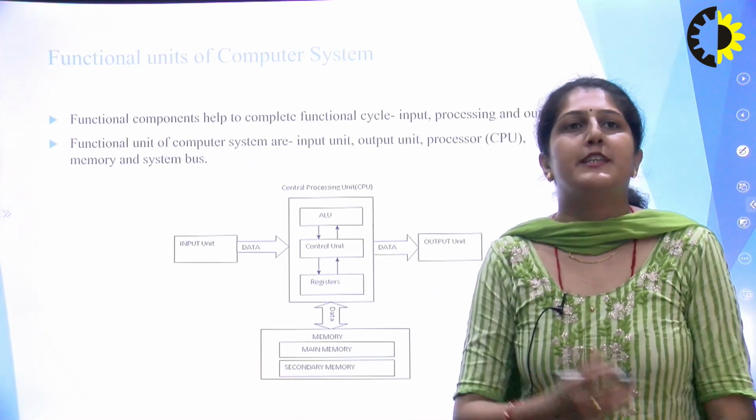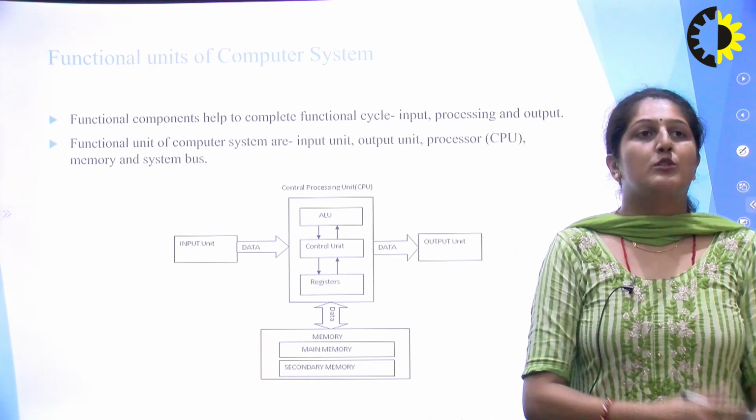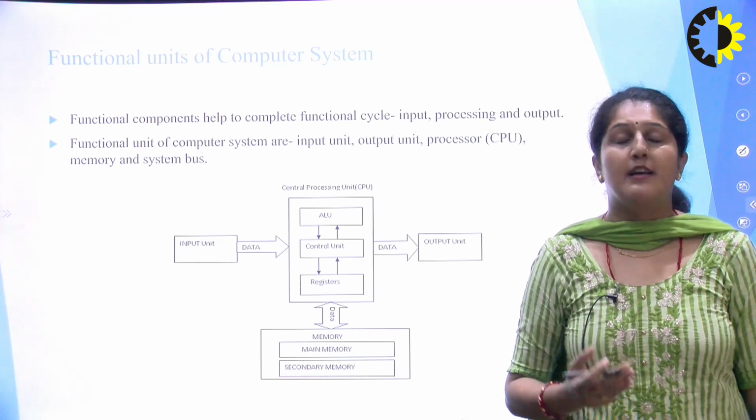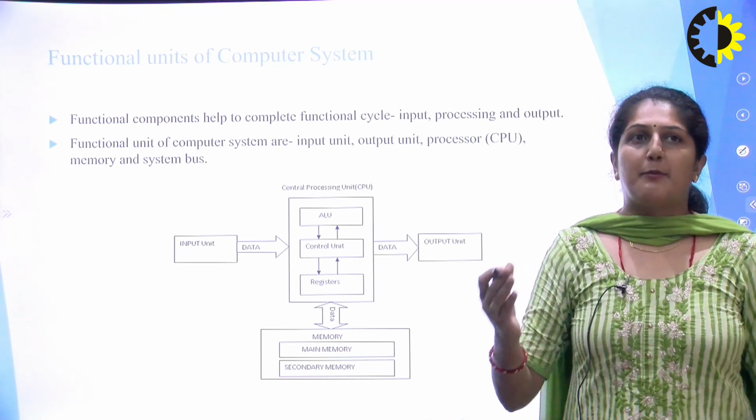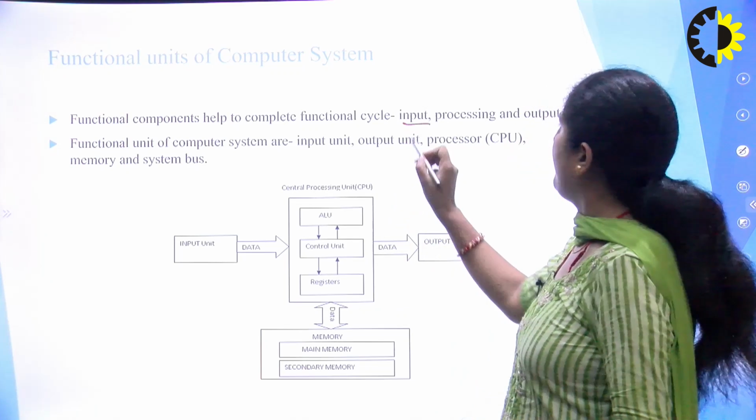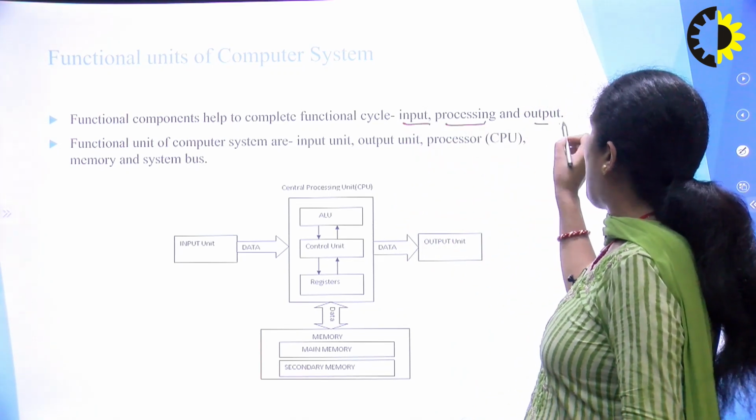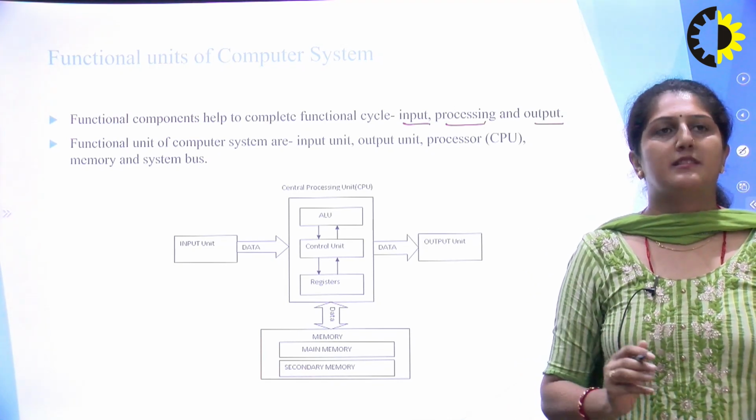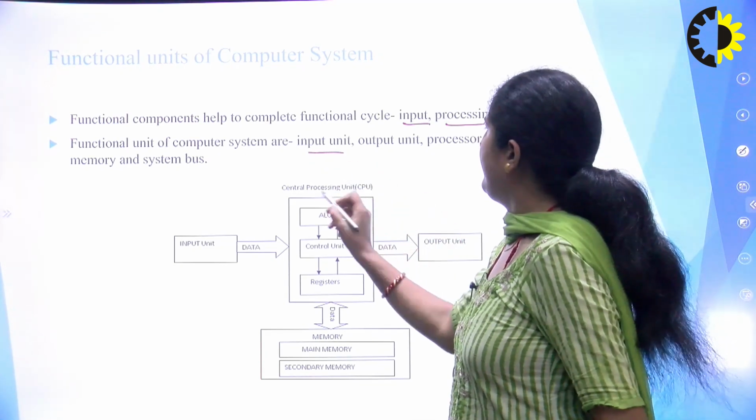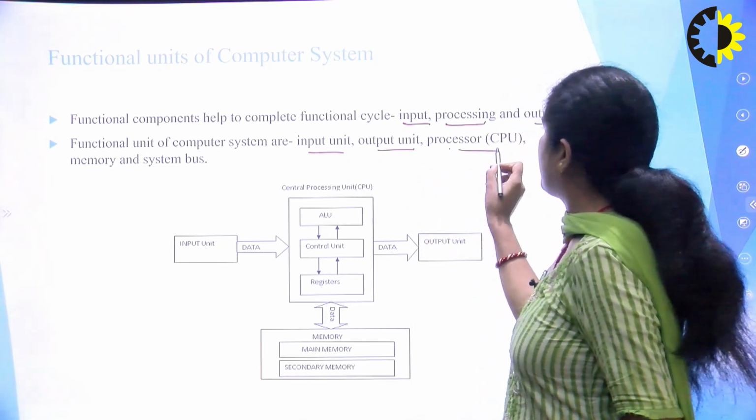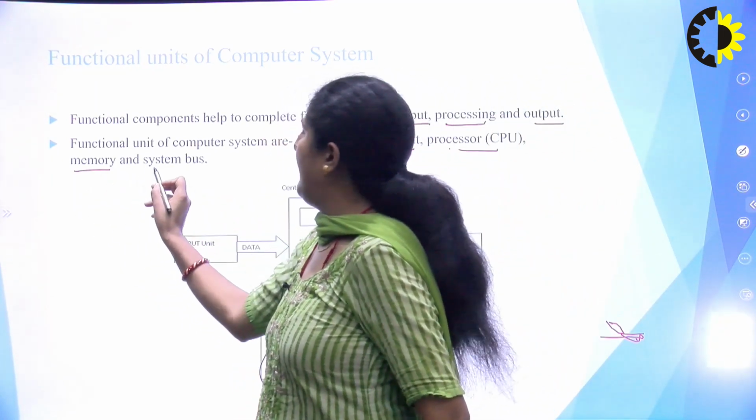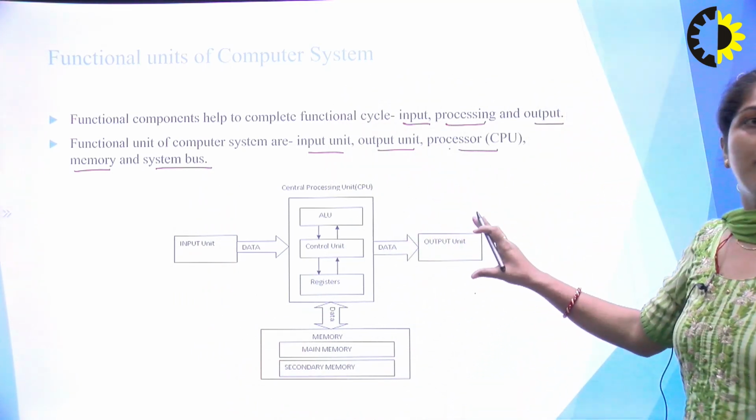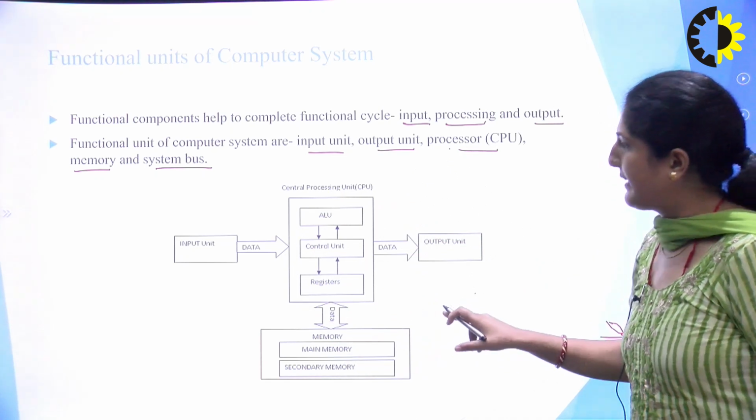Firstly we will define what functional units are. Functional components help to complete the functional cycle. What is the functional cycle? The process in which we have input, processing unit and output. So we will say the functional units of a computer system are input unit, output unit, processor, memory and system bus. This is a schematic diagram of how they are all connected.